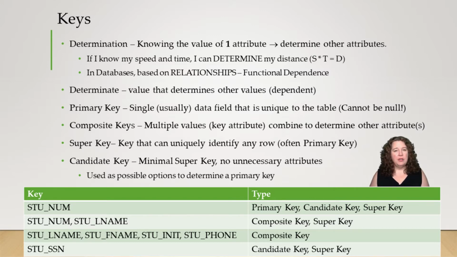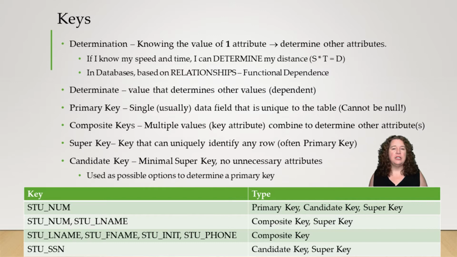There's also the concept of composite keys. You can have a composite primary key. A composite key is multiple values that combine to determine the other attributes. They're a way of making a primary key made up of two different fields. So if I said I wanted to have the student number and the last name be the primary key, I could make that a composite key. So it's now two fields instead of one field.